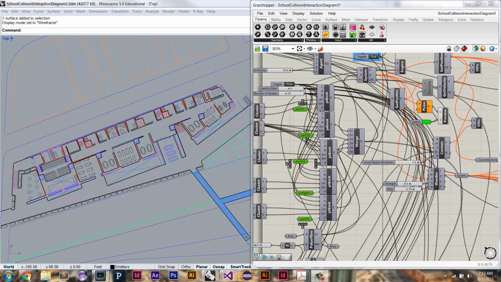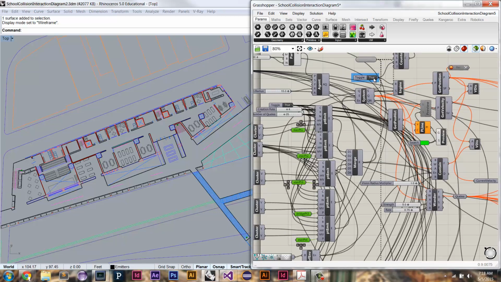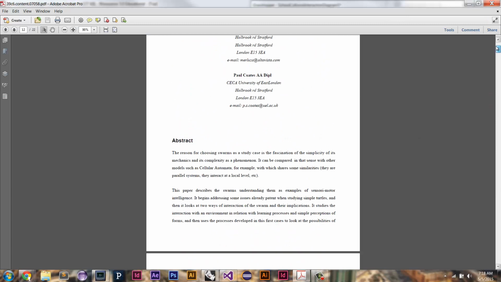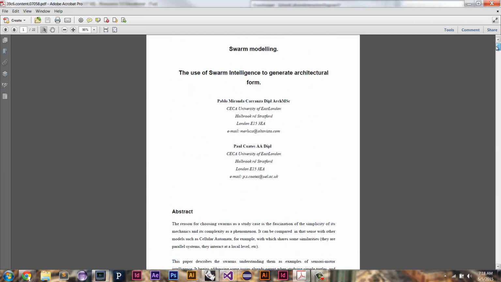Alright, this demo is going to show you how you can use agents as an analysis tool. So I'll just start running the simulation and I'll talk as it goes. This is an analysis that I found in this paper by this guy Carranza.